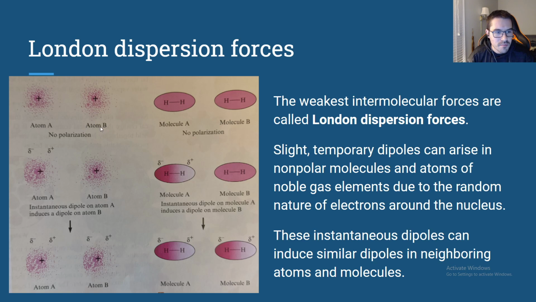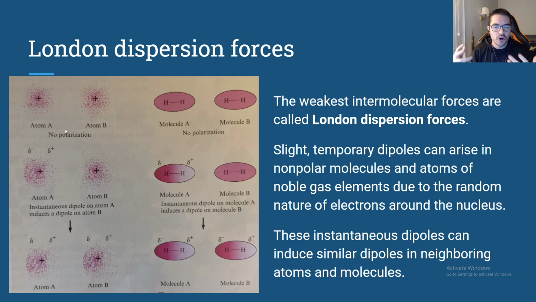In atom A and atom B, who knows what these atoms are? They could be hydrogen, they could be fluorine, they could be uranium, it doesn't matter. In these two atoms here, we've got some electron density, or some negative charge, around the nucleus. All right, this is one way to model the quantum nature of electrons, right? So in this case here, we have no polarization.